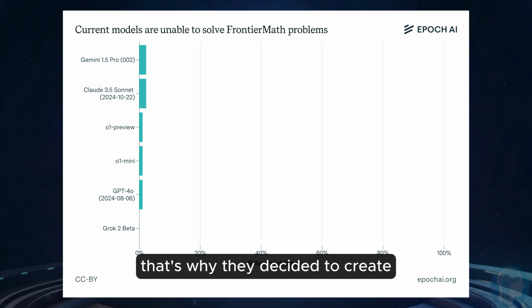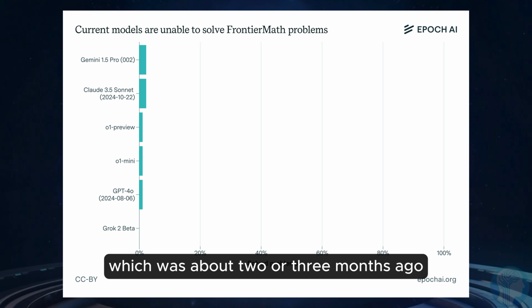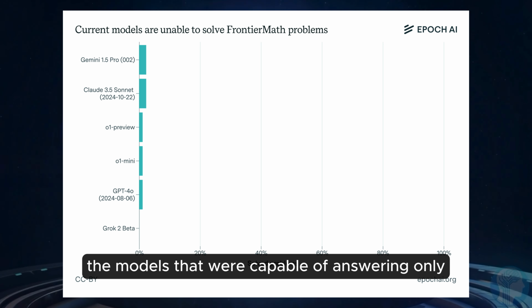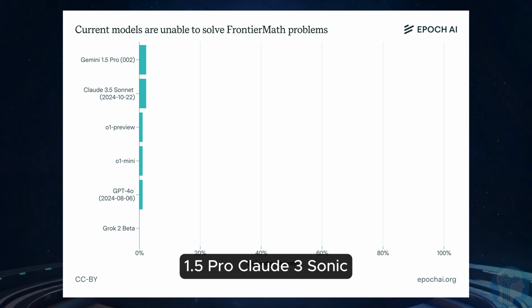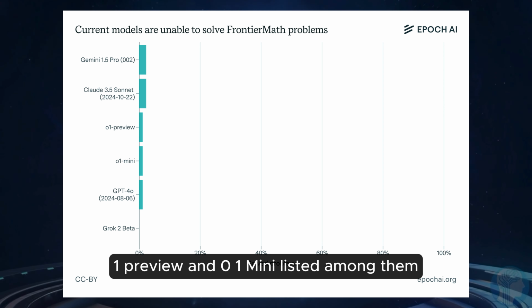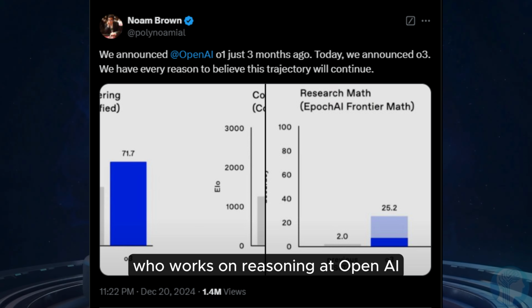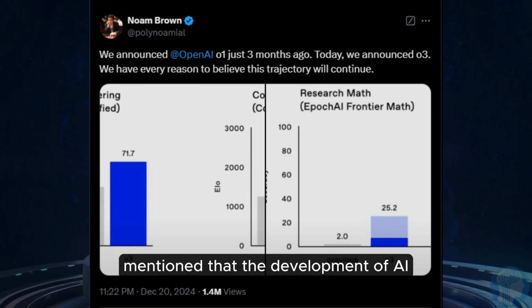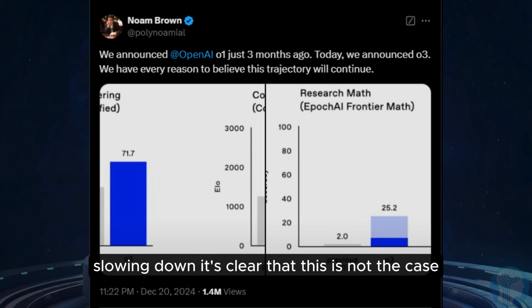That's why they decided to create the Frontier Math Benchmark. When the benchmark was first released, which was about 2 or 3 months ago, the models that were capable of answering only 2% of these questions were Gemini 1.5 Pro, Claude 3.5 Sonnet, and you can also see O1 Preview and O1 Mini listed among them. It's important to note that Noam Brown, who works on reasoning at OpenAI, mentioned that the development of AI will continue on its current trajectory. So, for those of you wondering if AI progress is slowing down, it's clear that this is not the case.